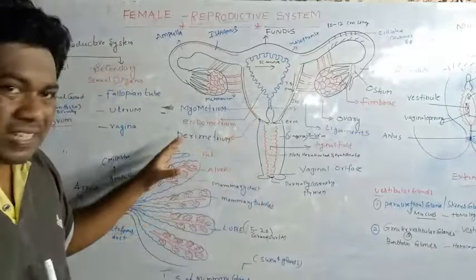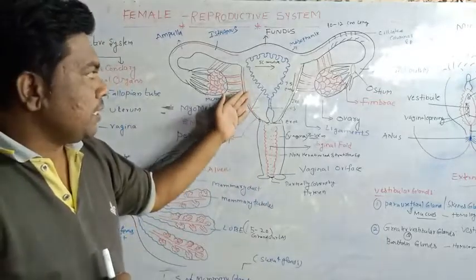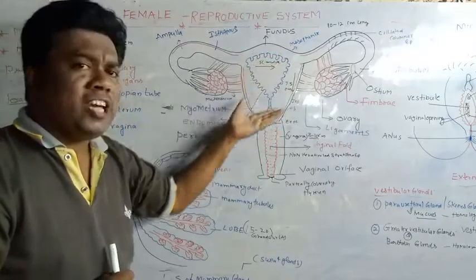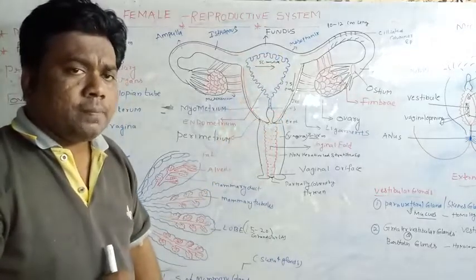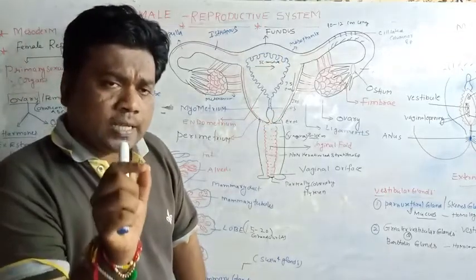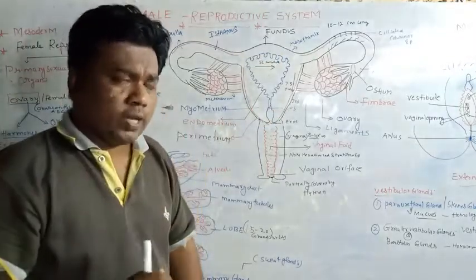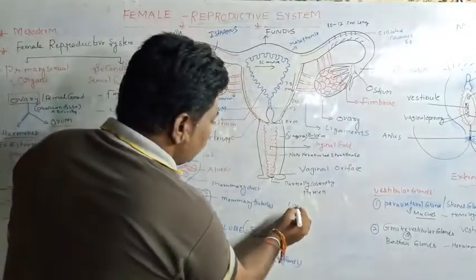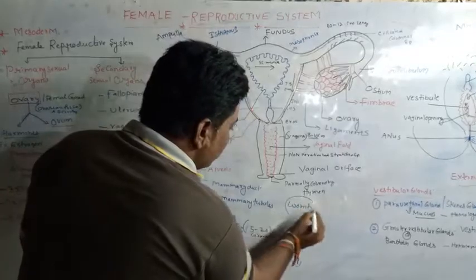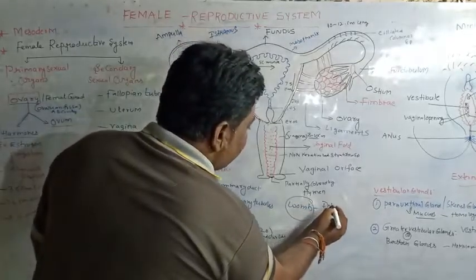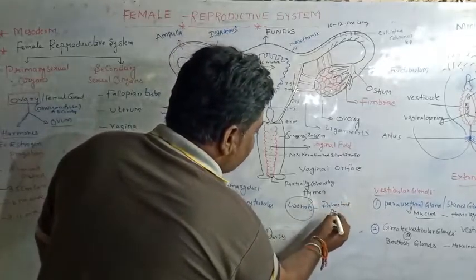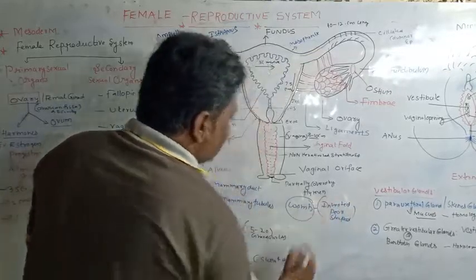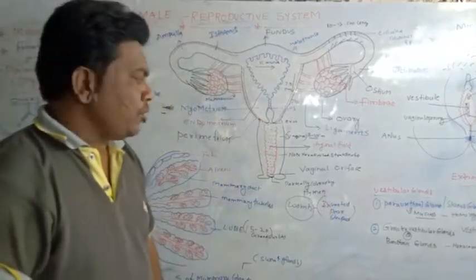Right, so we are going to discuss the uterus. This uterus is a pear-shaped structure. It is also known as the womb. It looks like an inverted pear-shaped structure. The womb is an inverted pear-shaped structure.